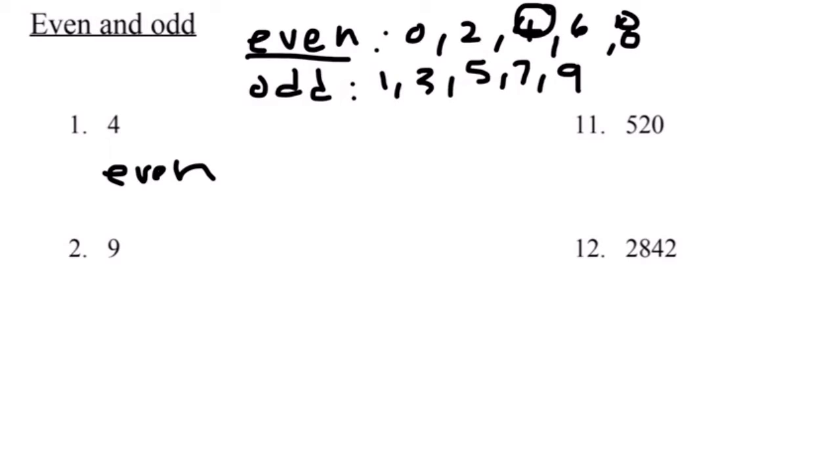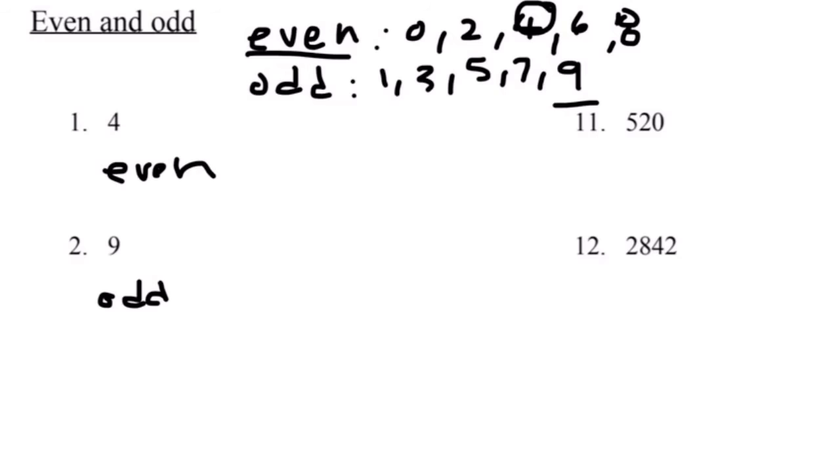Number 2, number 9. Well, we know that 9 is odd because it's in our odds list. But if I were to go further in depth and explain why it's even or odd, even numbers can be divided without any remainders, while odd numbers cannot be divided without remainders. Therefore, that's how we determine whether a number is even or odd. Moving on, we have number 11, 520. When we have big numbers like this, we always look at the ones place to determine whether it's even or odd. We have the number 0 in the ones place. Therefore, we know that as a whole, 520 is even because it ends with the number 0.